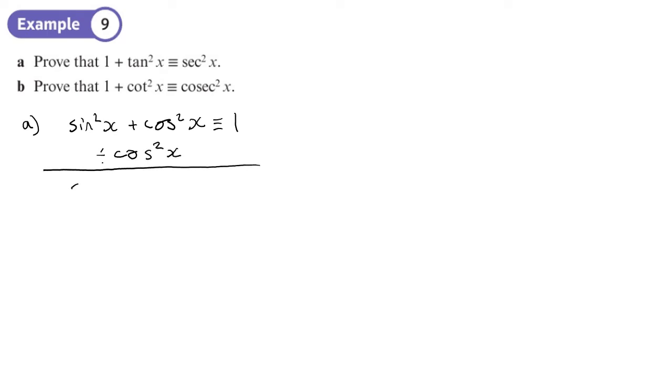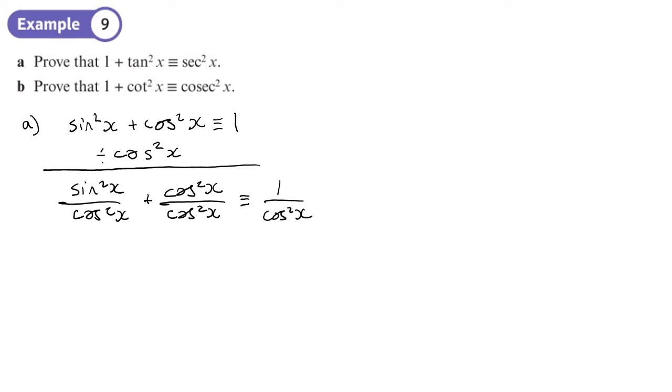Okay, if I do that, sine squared over cos squared plus cos squared over cos squared is equivalent to 1 over cos squared, and we're pretty much done. Sine squared over cos squared, tan squared, plus 1 gives you sec squared. Okay, and that's done. Nothing more to that, just one step.